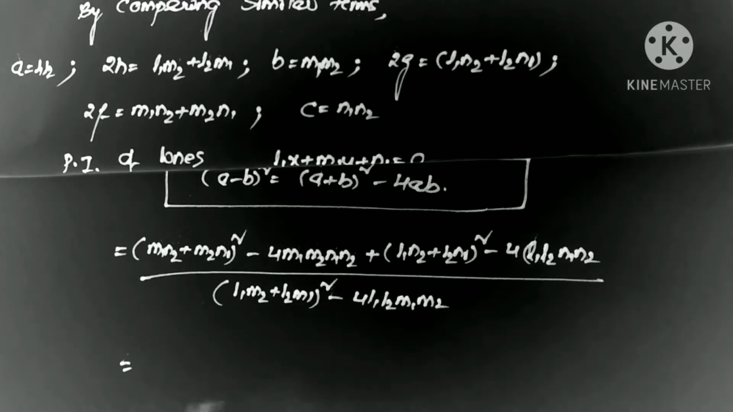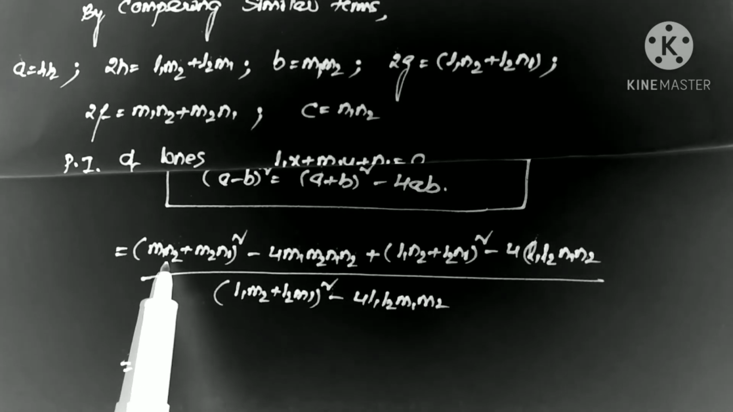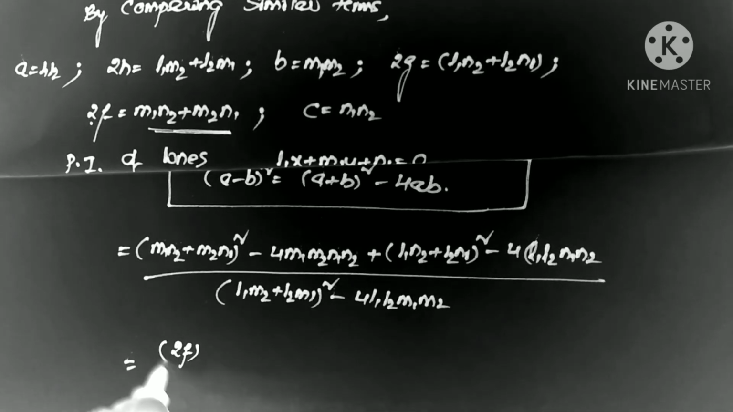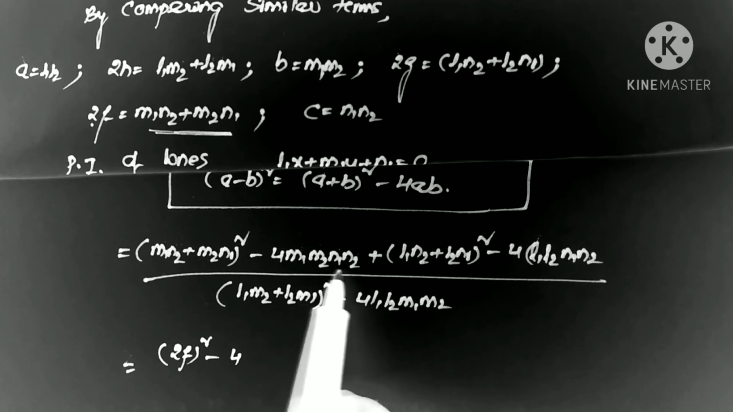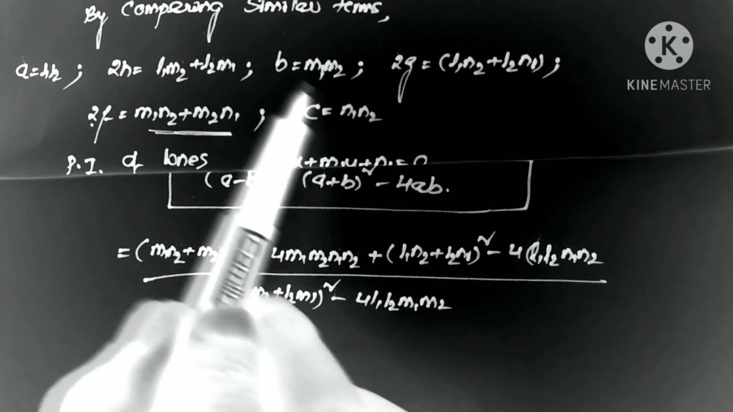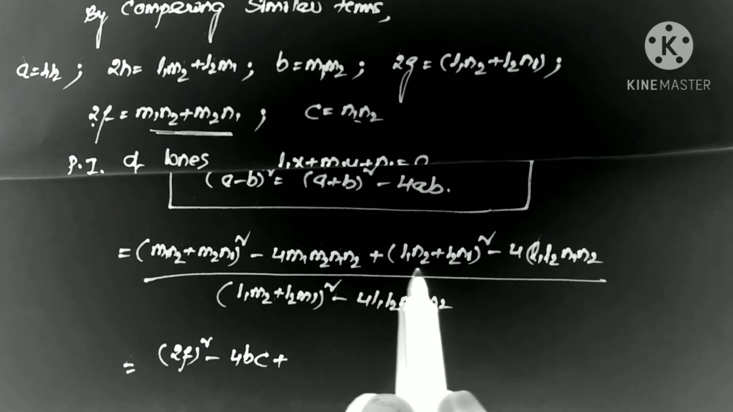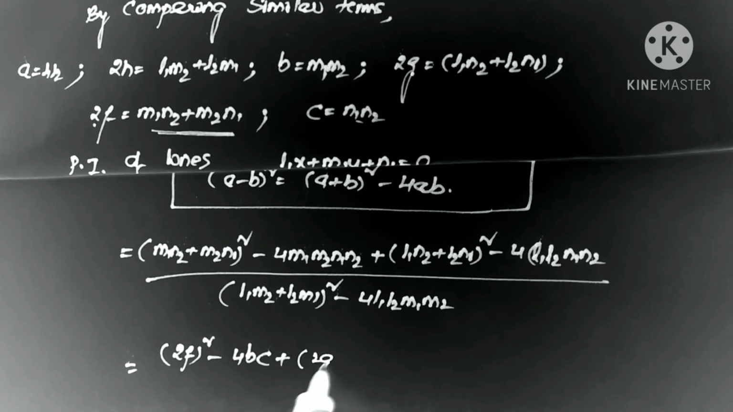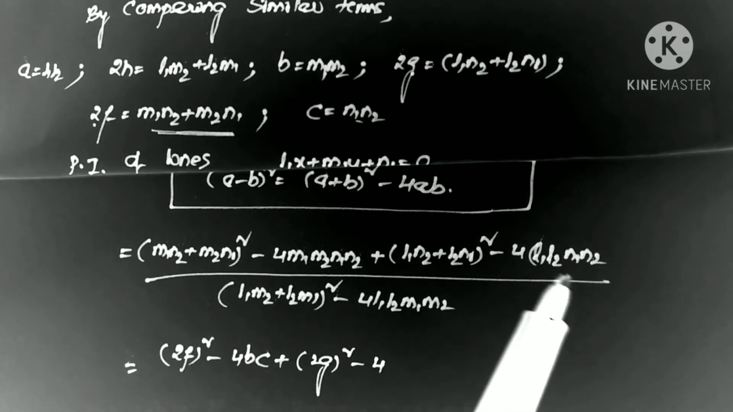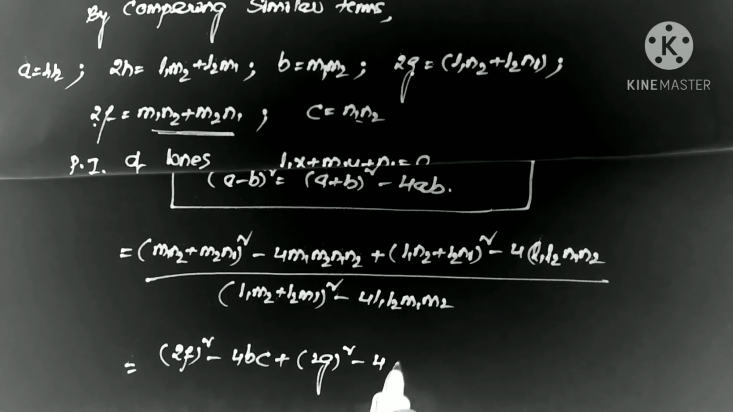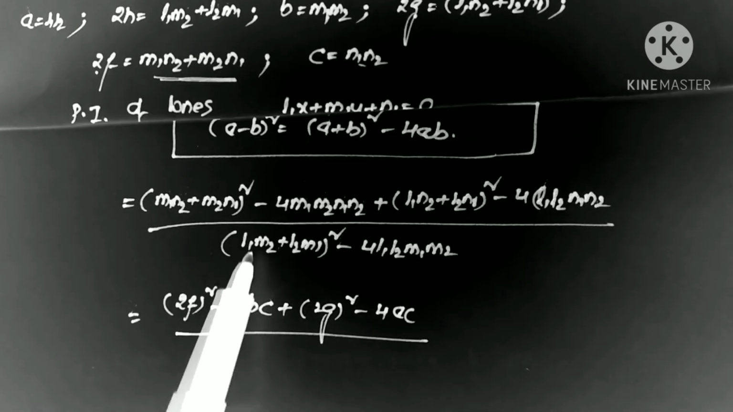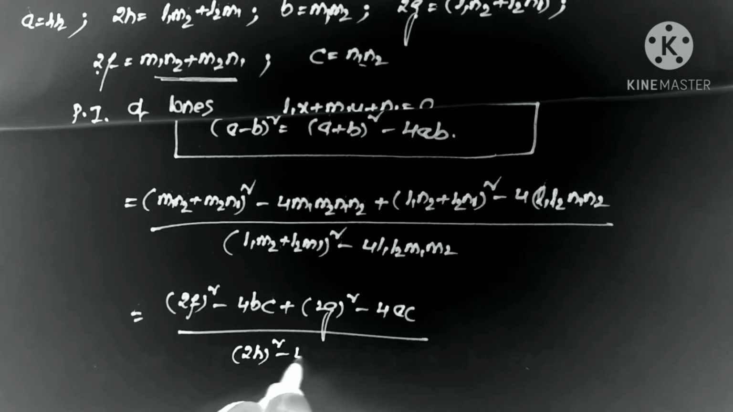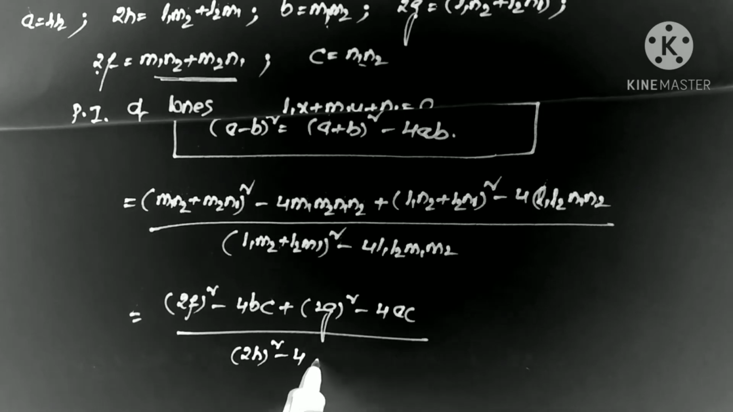In the comparison we already have some values. M1 N2 + M2 N1 is equal to 2f, so (2f) whole square - 4 M1 M2 N1 N2. M1 M2 = b and N1 N2 = c, so that is 4bc. For L1 N2 + L2 N1, that value is 2g, so (2g) whole square - 4 L1 L2 N1 N2, which is 4ac. And L1 M2 + L2 M1 is 2h, so (2h) whole square - 4 L1 L2 M1 M2, which is 4ab.